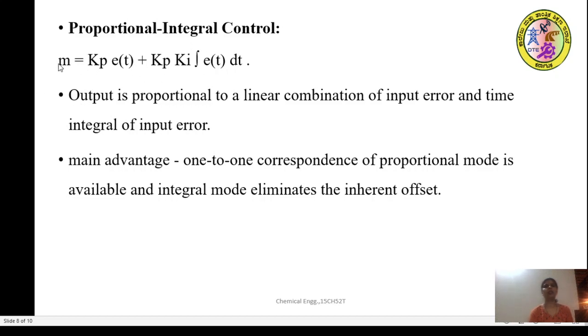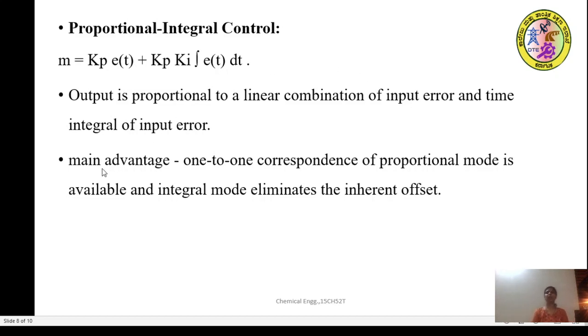How do we illustrate this mathematical equation? M is the output, and it is proportional to a linear combination. The proportionality term is a linear combination of the input error and the time integral of the input error. The time integral of the input error is nothing but the integration of E of t dt, and E of t is nothing but the input error.